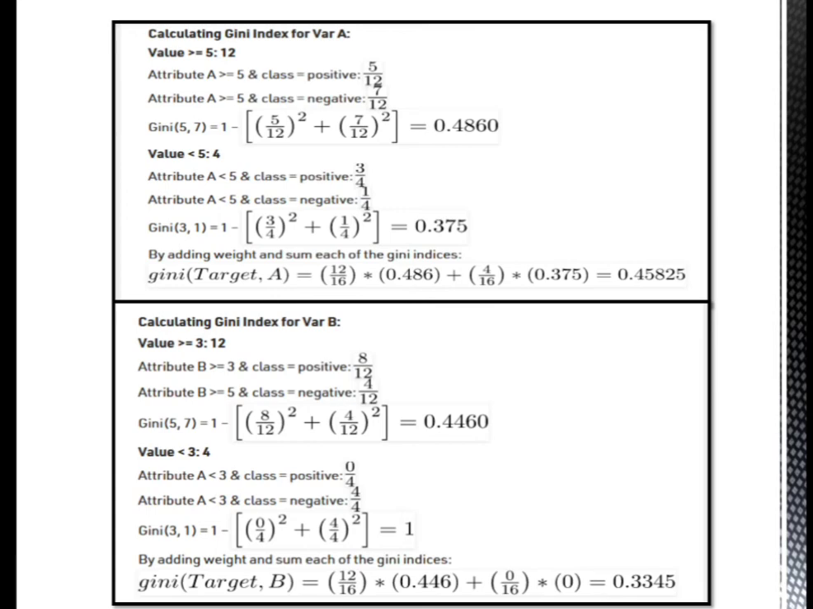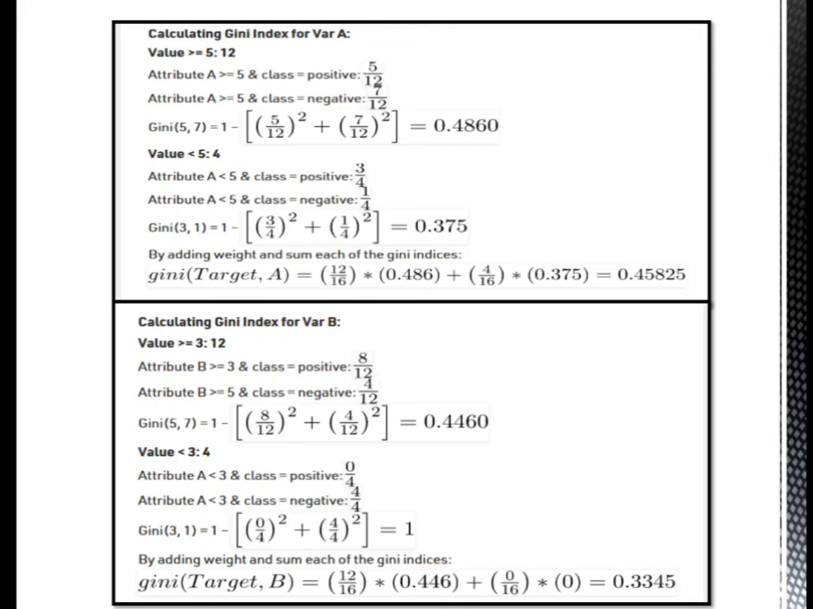In order to find the Gini index for the attribute A, we have two conditions, that is the value greater than or equal to 5, and the value less than 5. When the value is greater than or equal to 5, out of 16 instances we have 12. In those 12 we have 5 positive and 7 negative. So when we apply the formula, the Gini index of 5, 7 will be 0.48.